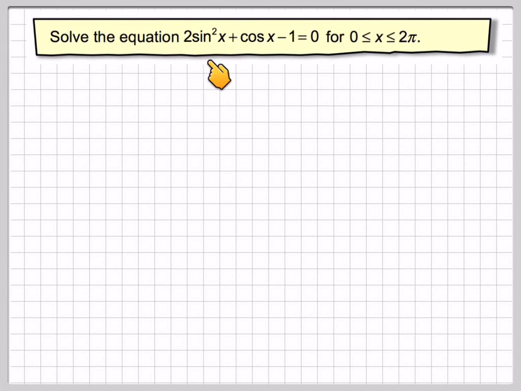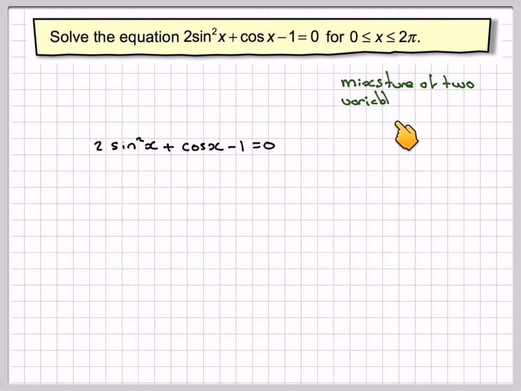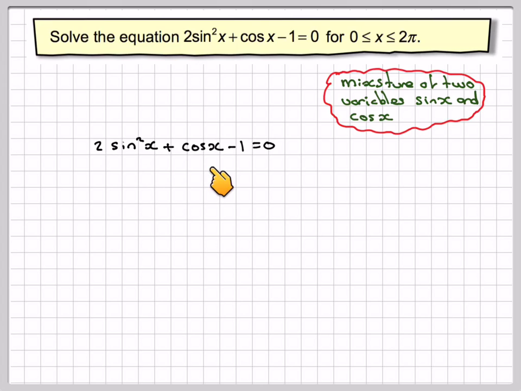Solve the equation 2 sine squared x plus cos x minus 1 is equal to 0 for x between 0 and 2 pi. So we've got 2 sine squared x plus cos x minus 1 is equal to 0. This has a mixture of two variables. We've got sine x and cos x, so we need to make them the same.